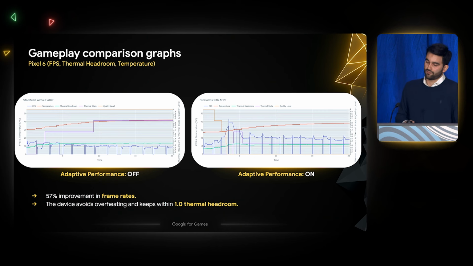So these are corresponding frame rate results from the playthrough on a Pixel 6 device. With ADPF off, you can see that the frame rate drops to about half of what it normally should be. In comparison, with ADPF on, the frame rates stay at normal, expected, or close to normal levels, and the thermal headroom remains just below one. So overall, we see a 57% improvement in frame rate, and also we maintain the thermal state at light instead of severe, which is without ADPF.